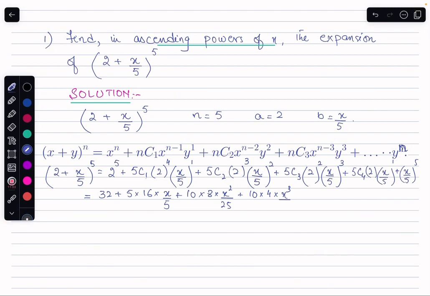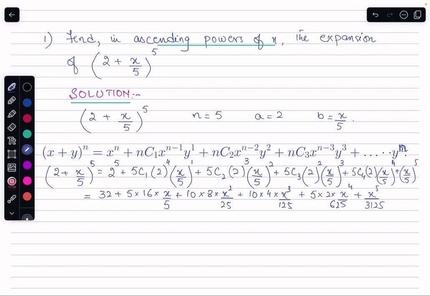divided by 5 cube, which is 125, plus 5c4, which is a 5, times 2 into x to the power 4 and 5 to the power 4. That shall be giving me 625, plus x5 divided by 5, meaning 5 to the power 5, that will give me a 3125.